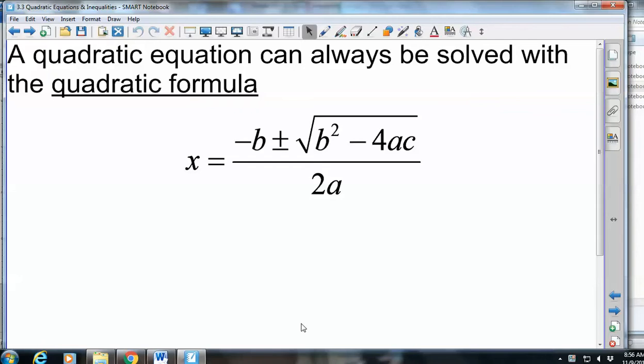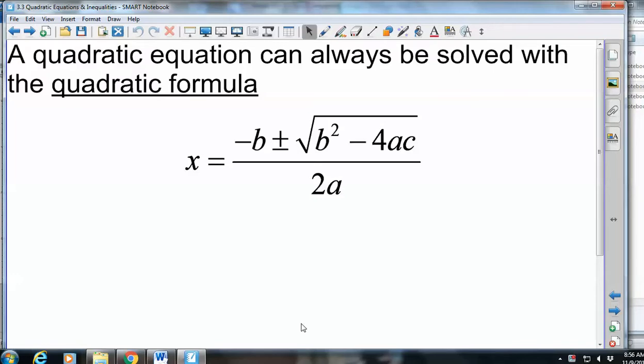Factoring is the fastest method for solving a quadratic, but it doesn't always work. So when it works, that's great. When it doesn't, you need other options. Completing the square is the option we looked at yesterday, and it would work every time. You do have to make sure that you have a coefficient of 1 before you can use it.